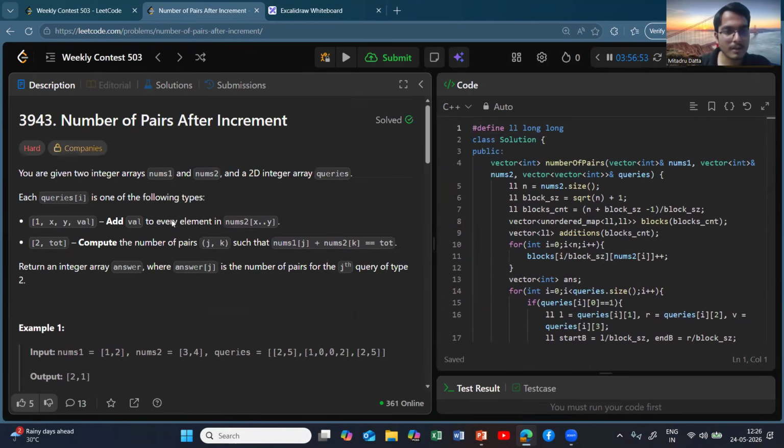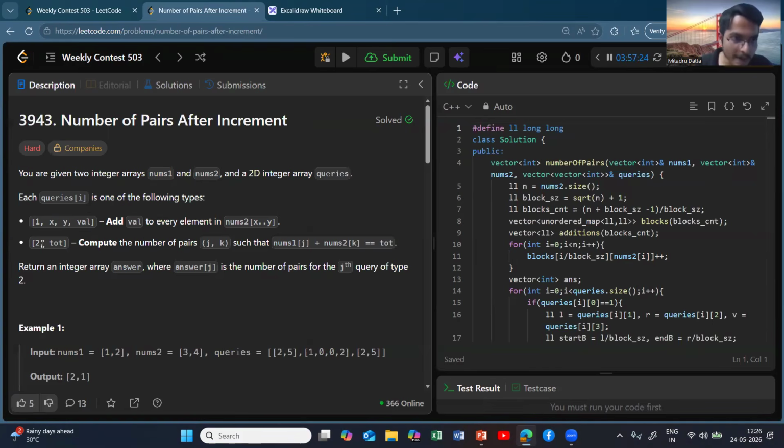Number of pairs after increment. So you are given two integer arrays, nums1 and nums2, and a 2D integer array queries. Queries are of two types. The first type of query is that from range x to y, both inclusive, you need to add val to your array. So this is like a range update you are doing. Every time you are doing a range update from x to y, both inclusive.